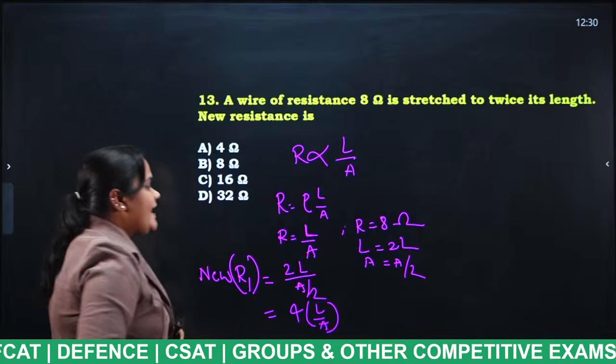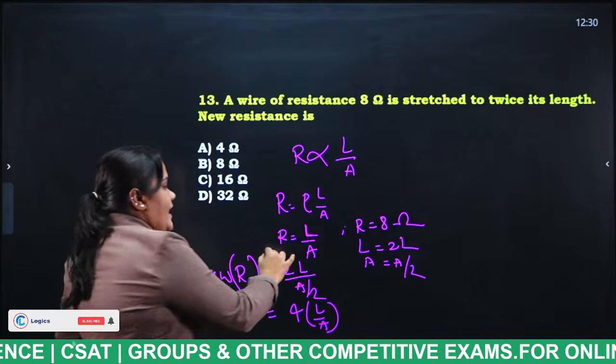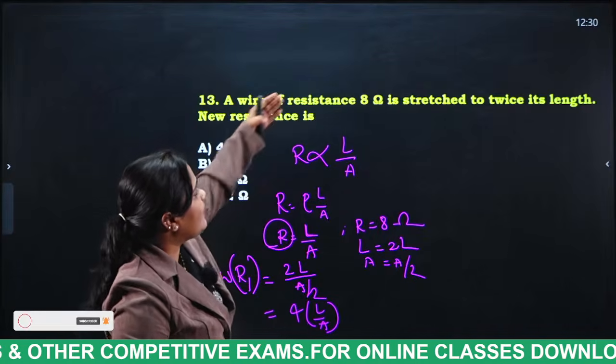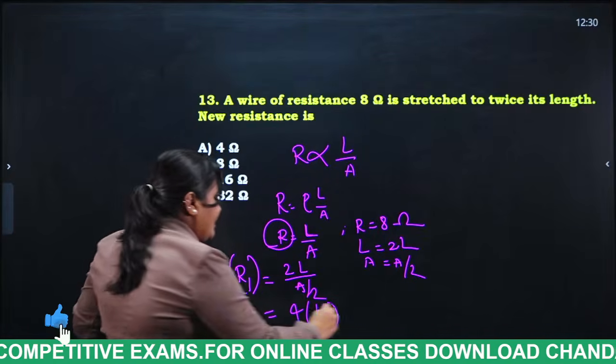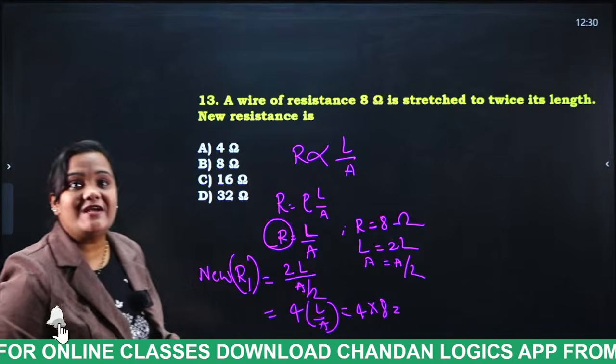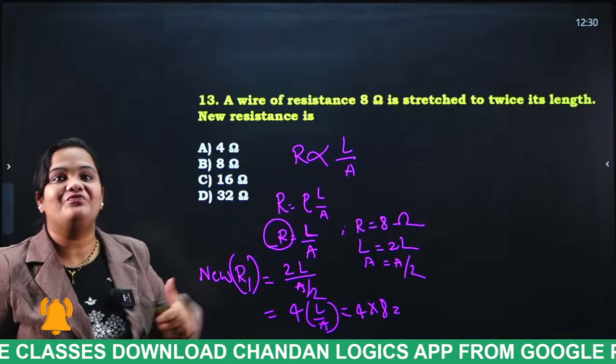In general, they have already given the value of R. What is the value of R? R is nothing but L by A. They have already given the value of R. So what is this? 4 into 8. So finally, what is the answer for this question, students? 32. Very good.